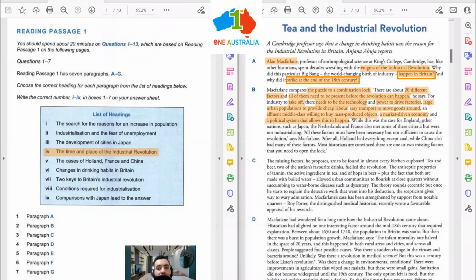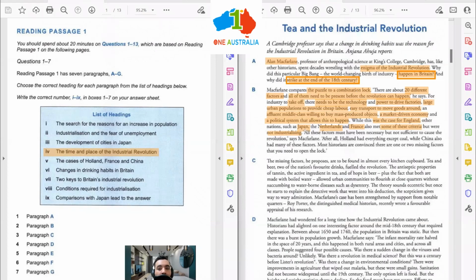While this was the case for England, this person is saying that definitely all these factors were available when it comes to England. Other nations such as Japan, Netherlands, France also met some of these criteria. These nations had some of these factors, like England had, but they were not industrializing.